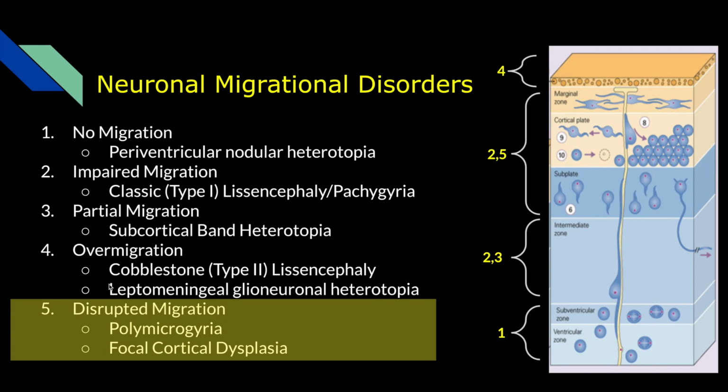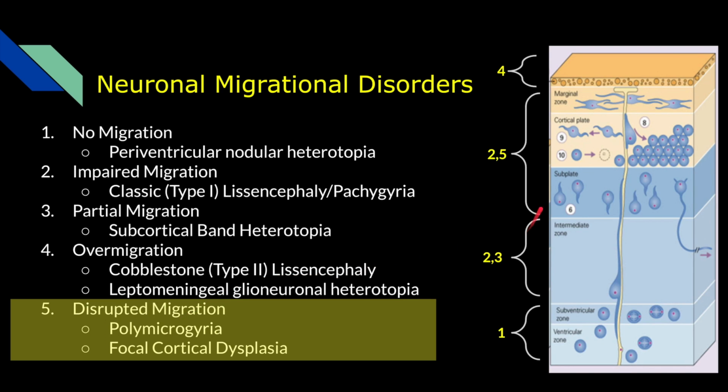So to finish things up, we're going to end the discussion of neural migrational disorders by talking about what are often referred to as disruptions in migration. Ironically, these are, in my opinion, some of the more poorly understood disorders, at least polymicrogyria, but it's perhaps the most common neural migrational disorder that we see. We're going to save focal cortical dysplasia for another time in epilepsy, and really just end with polymicrogyria.